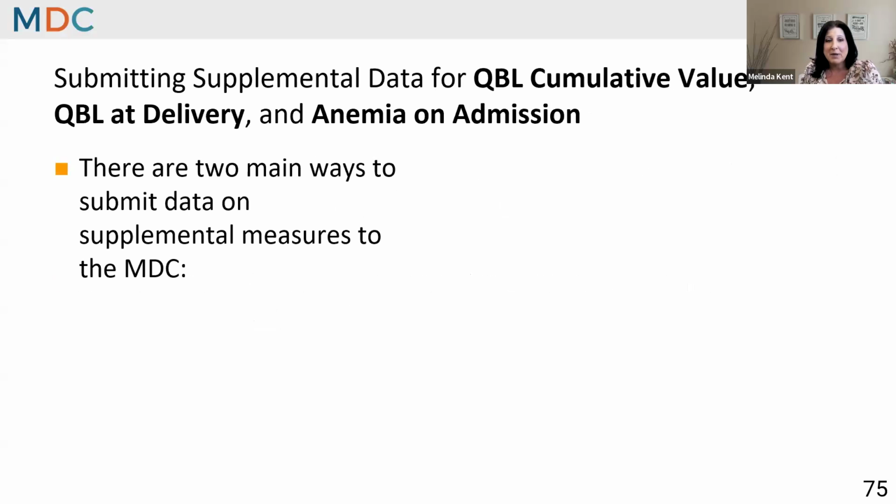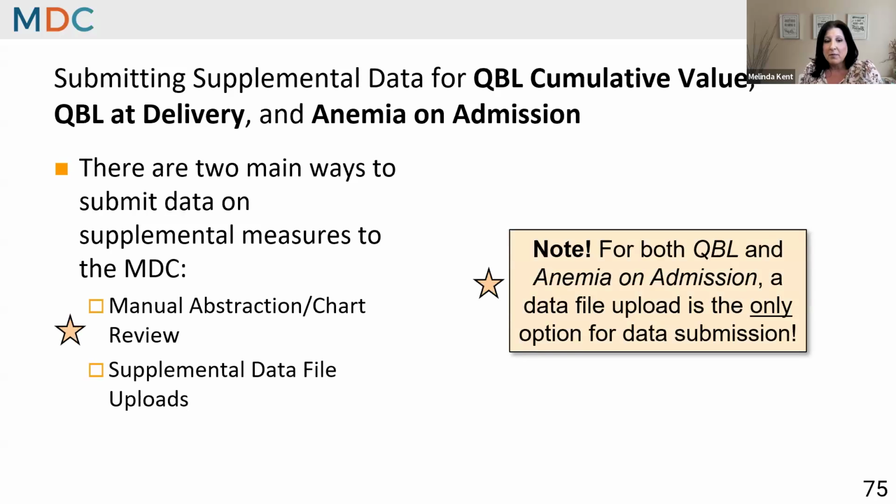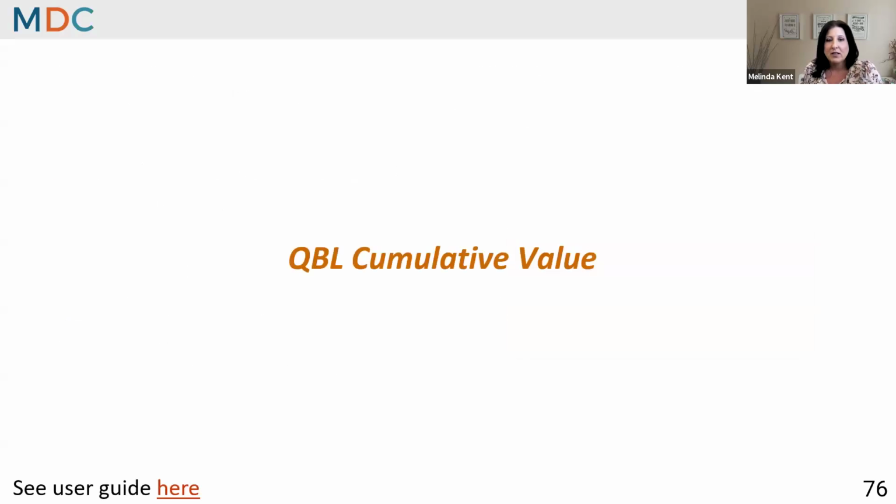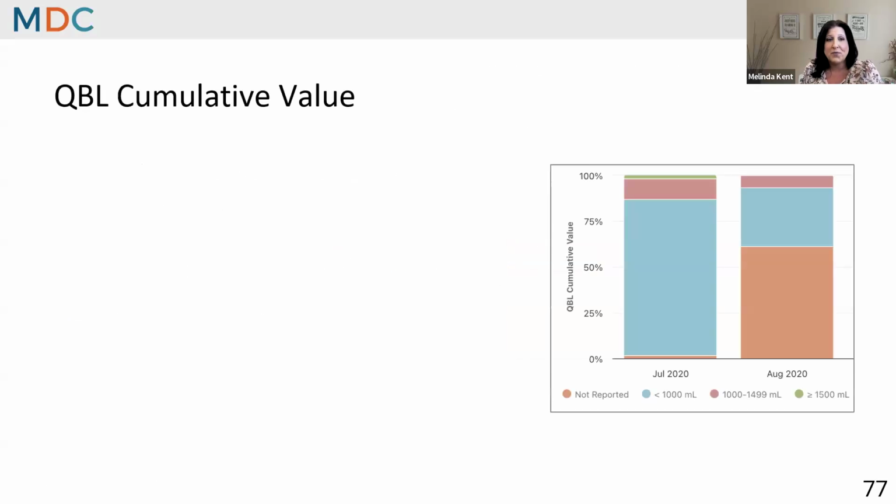So there's 2 main ways to submit data on supplemental measures to the MDC: manual abstraction or chart review, which a lot of them have, and then supplemental data file uploads. For QBL and anemia on admission, the data file upload is the only option for data submission. There's no option to go in and do a manual abstraction or a chart review. You have to do the supplemental file. Let's talk about the cumulative value.